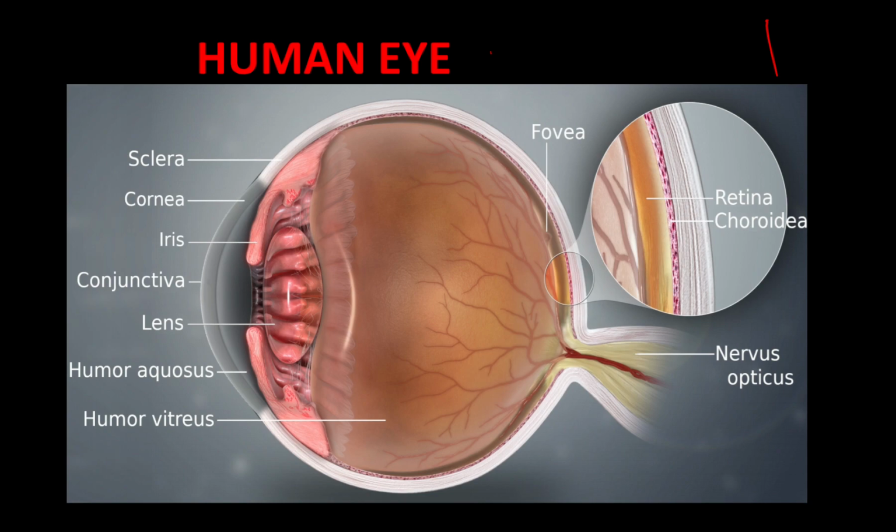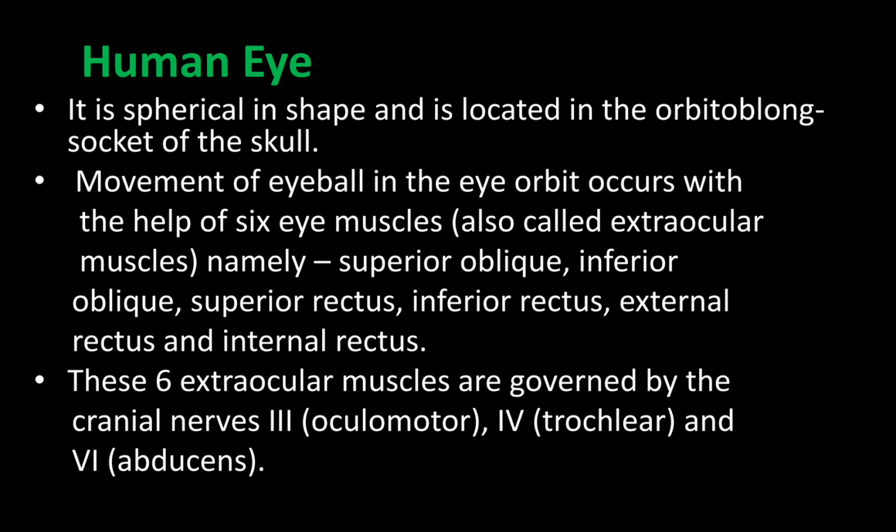So in this video we will see the structure of the human eye. We all know that the human eye is present in our skull, isn't it? In the skull there is one socket. That socket is called the eye socket, or you can call it the orbital socket. Only in this orbital socket is the human eye present. And this human eye is for visualization, and it is moved by six muscles: superior oblique muscle, inferior oblique muscle, superior rectus muscle, inferior rectus muscle, and then external rectus muscle, and then internal rectus muscle.